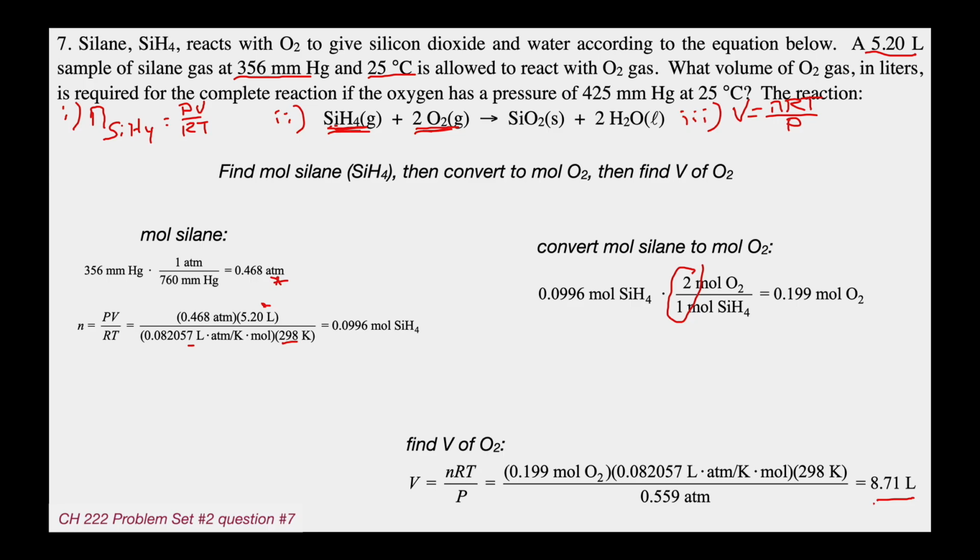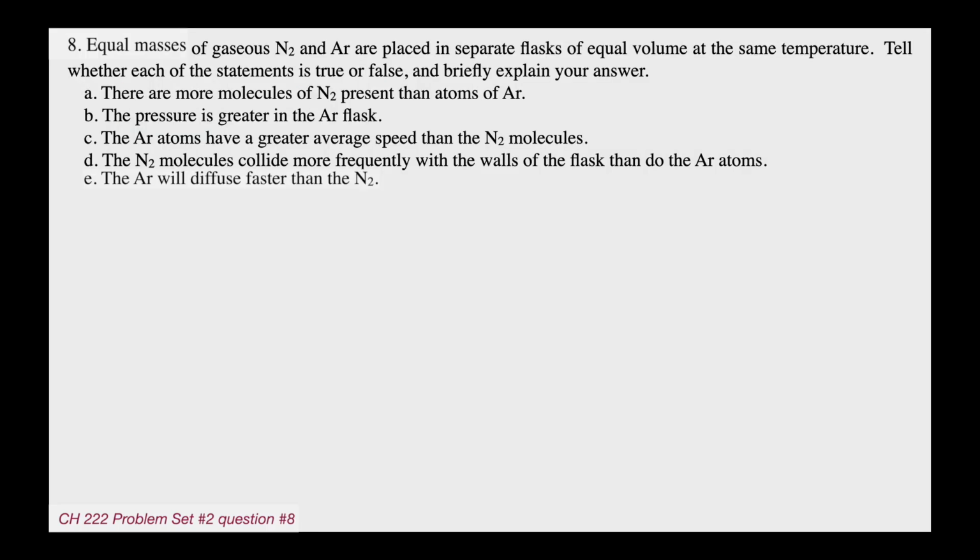So good. Equal masses of gaseous nitrogen and argon are placed in separate flasks of equal volume at the same temperature. Tell whether each of the statements is true or false and briefly explain your answer. I want to talk a little bit about what equal masses means for this problem. Now, in the ideal gas law, which we've seen a lot, PV equals nRT. So moles are the ingredient that we need to think about when it comes to gases, not masses. And you'll see why in a little bit.